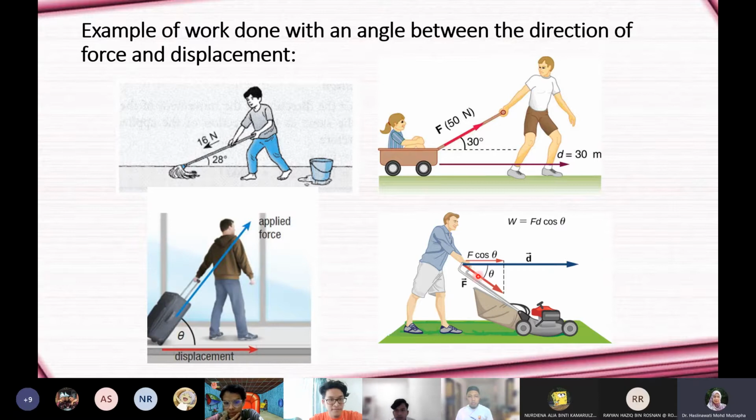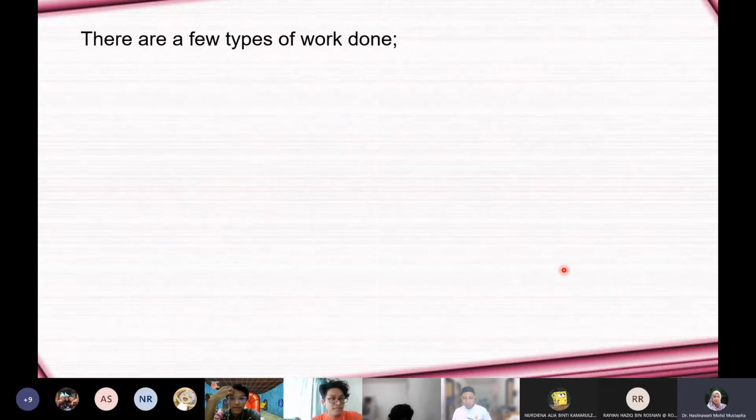Okay, sama juga dekat sini lah. W is equal to FD cos theta. D tu sama dengan S lah. Sama ada kadang-kadang kita tulis W is equal to FD cos theta. In some books, dia guna D, ada setengah buku dia guna Fs. D tu adalah displacement lah, sama juga dengan S.